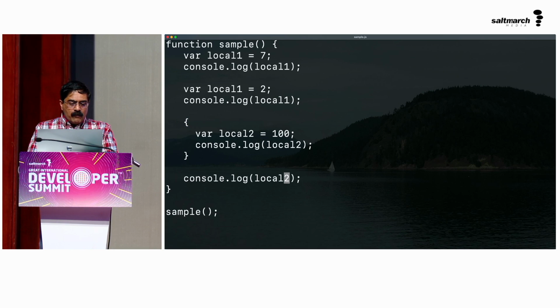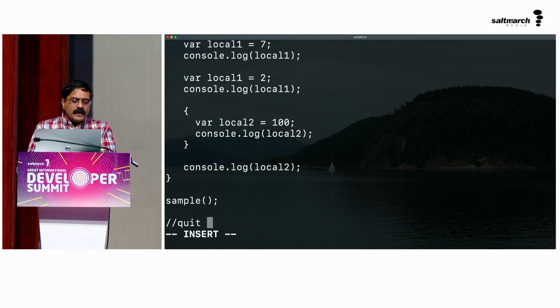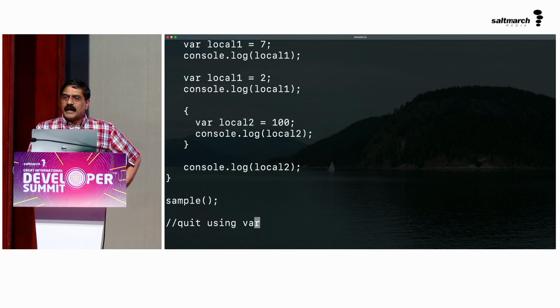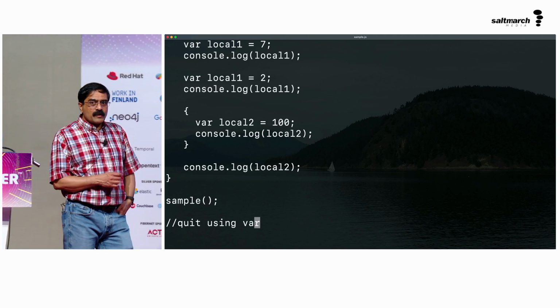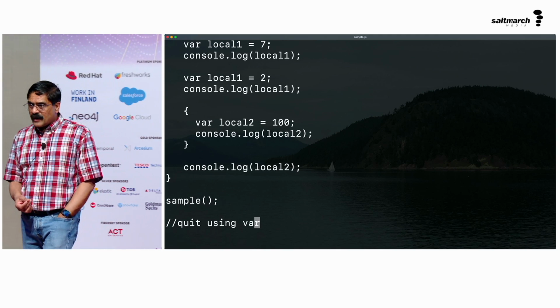So what is the moral of the story? The moral of the story really here is quit using var, because var doesn't have a local scope. Var is also something you can redefine, which is not a good idea.